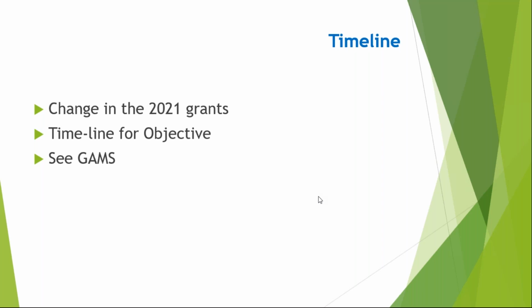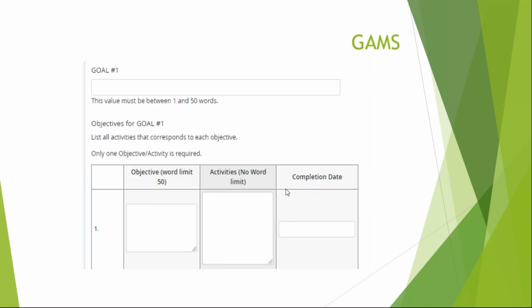Just a little note on the timeline. It used to be that for each activity, you put a timeline. Well, OAIV's changed that up a little bit. So the timeline really is going to refer to when you are going to have this objective completed and not necessarily the activity. So I've got a screenshot here of the GAMS section where you do the goals and objectives.